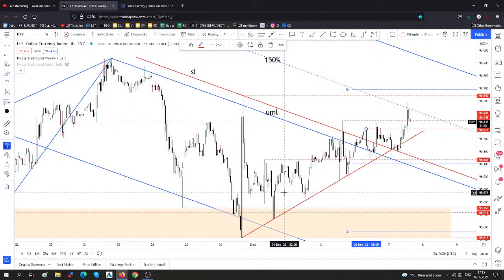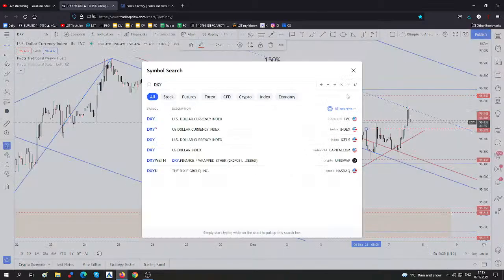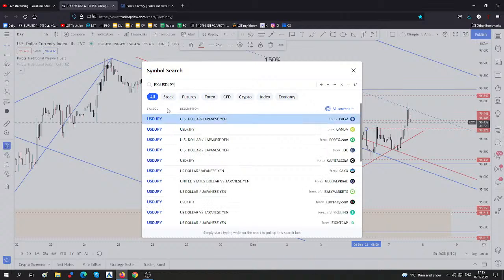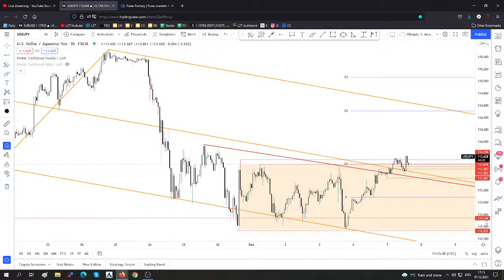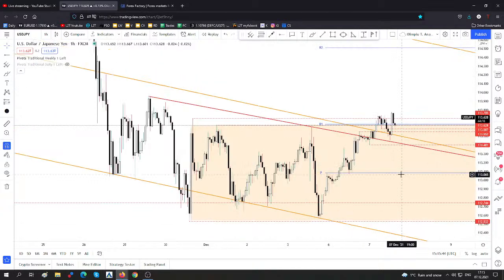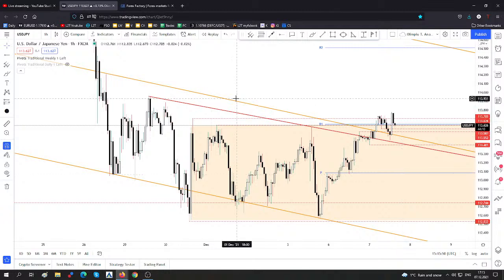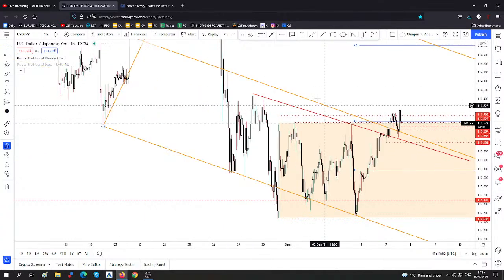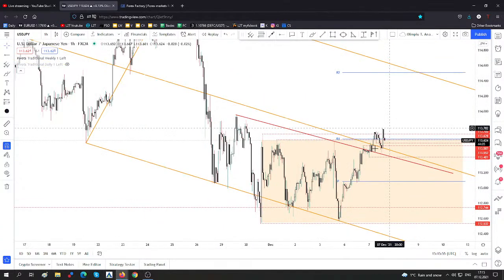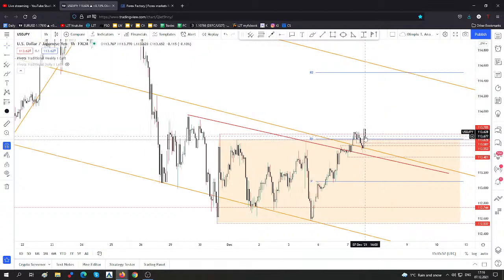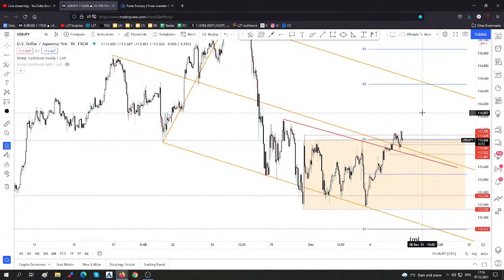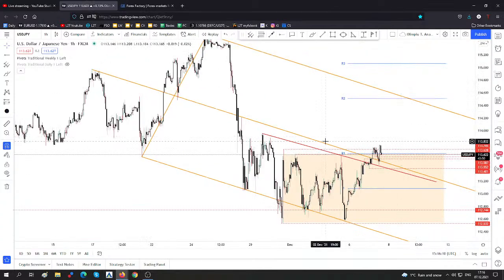Okay, guys, it seems that you don't have more questions. So I'm still keeping that pending order in US dollar Japanese yen. And if you are not a VIP member, you can still catch that high probability trade. I will not show you the setup, but I will tell you this. We had also a new false breakout here above 113.70.